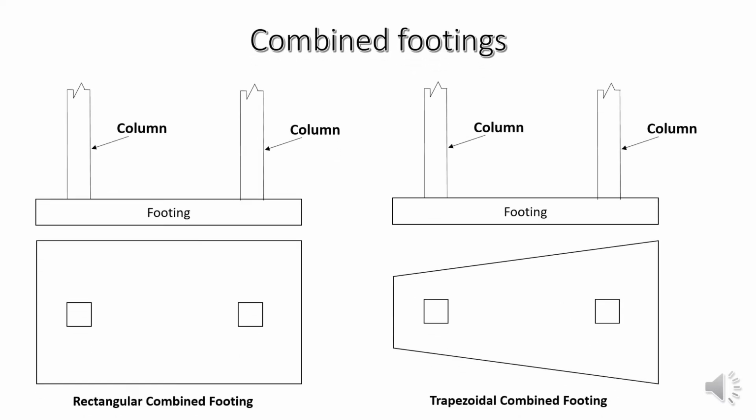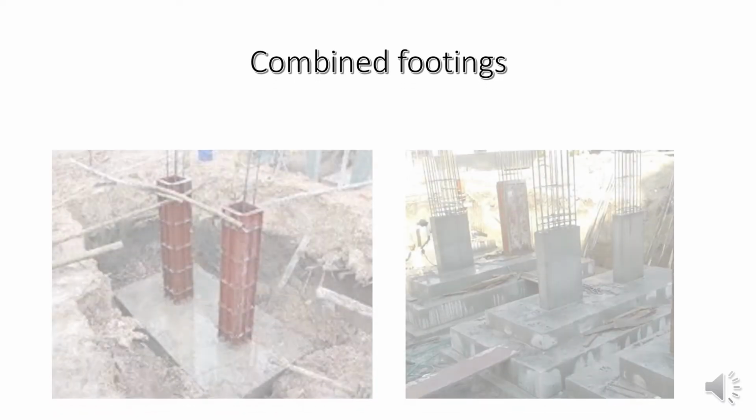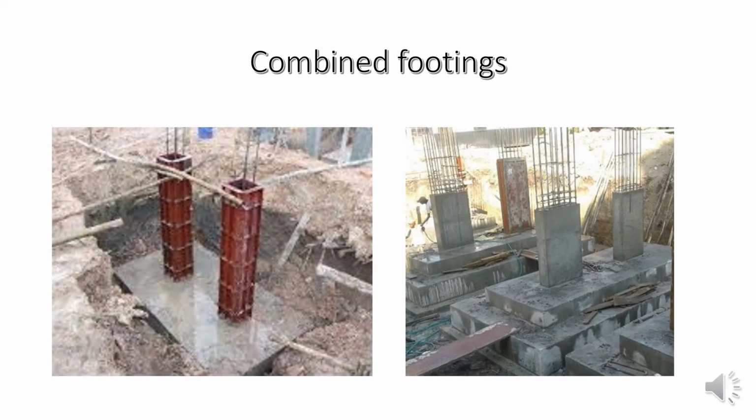In the figure given here we can see the rectangular combined footings and the trapezoidal combined footing. In the left hand side photograph we can see combined footing with two columns. It is rectangular in plan, and in the right hand side photograph we can see rectangular combined footing with two columns. It is a stepped footing.